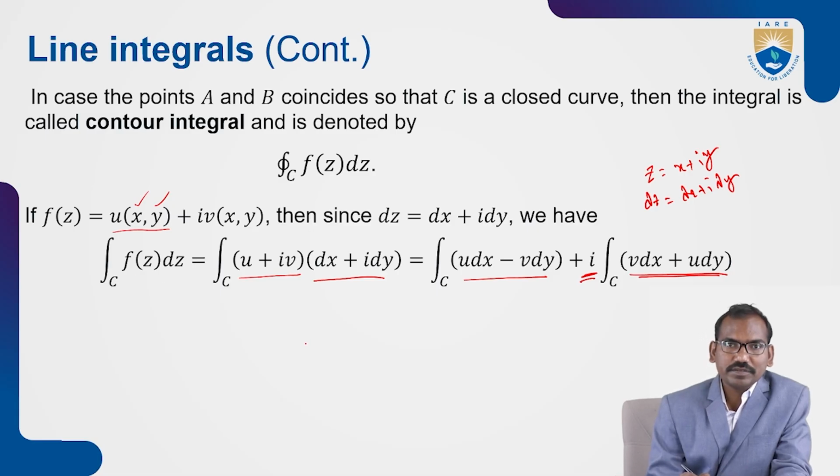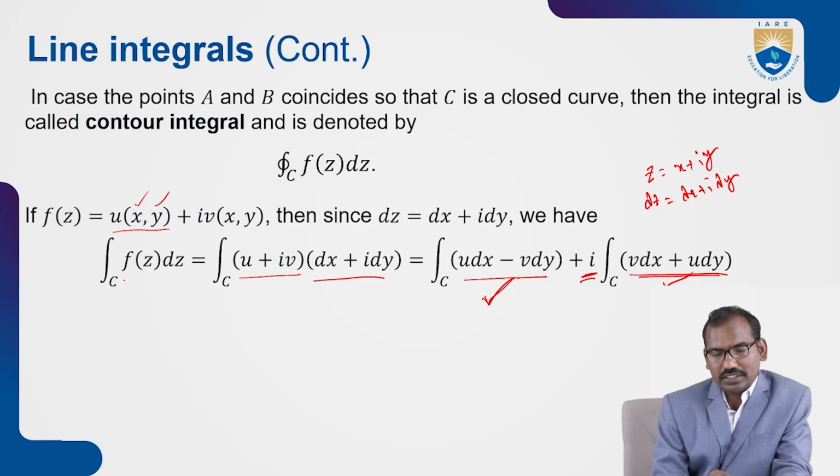Here what we can observe is that the evaluation of the line integral of a complex function can be reduced to two line integrals of real functions. This is one integral of a real function, and this is also another integral of a real function.